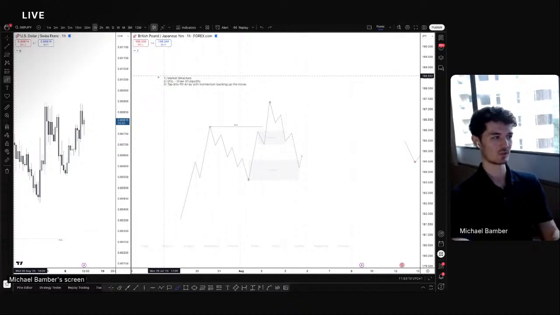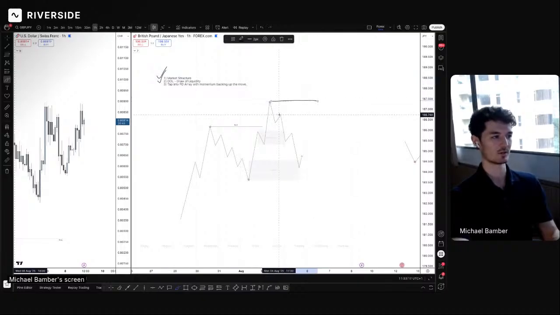So now we've already got market structure bullish, draw on liquidity above. Sometimes you'll even get 2 or 3. There could be one here, one here, one here, right? All draws on liquidity, with this being the main target.